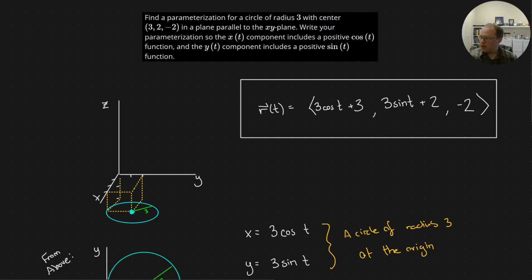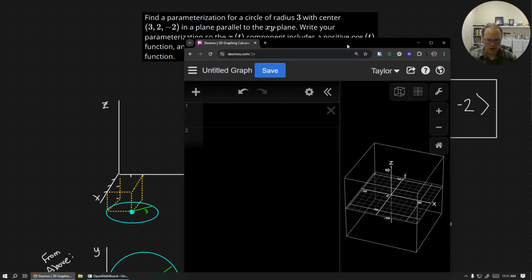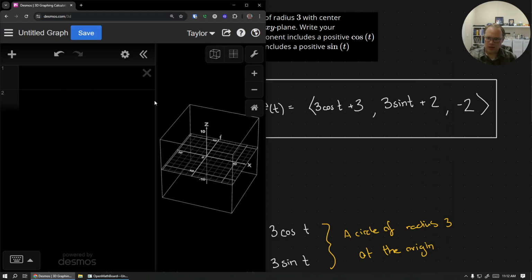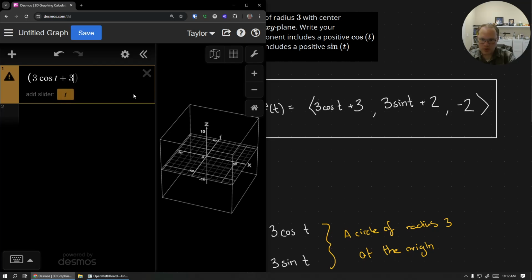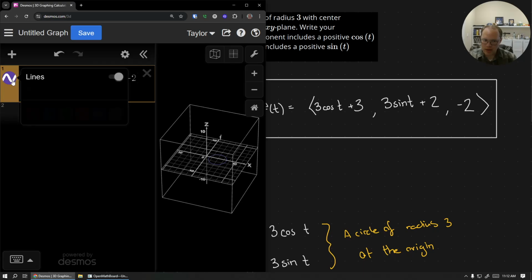Let's throw it in the calculator and make sure that it actually looks good. So we will have 3 cosine of t plus 3, comma, 3 sine of t plus 2, comma, -2, from 0 to 2 pi. We want to make sure we get the whole circle there, and make it a little brighter.